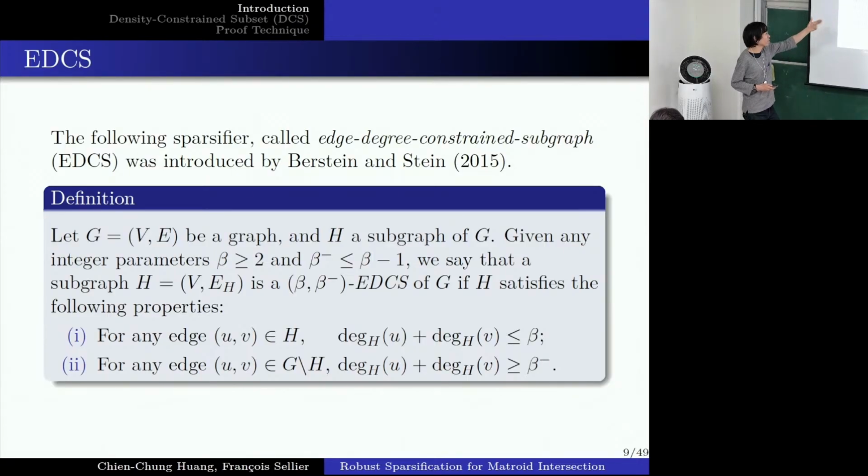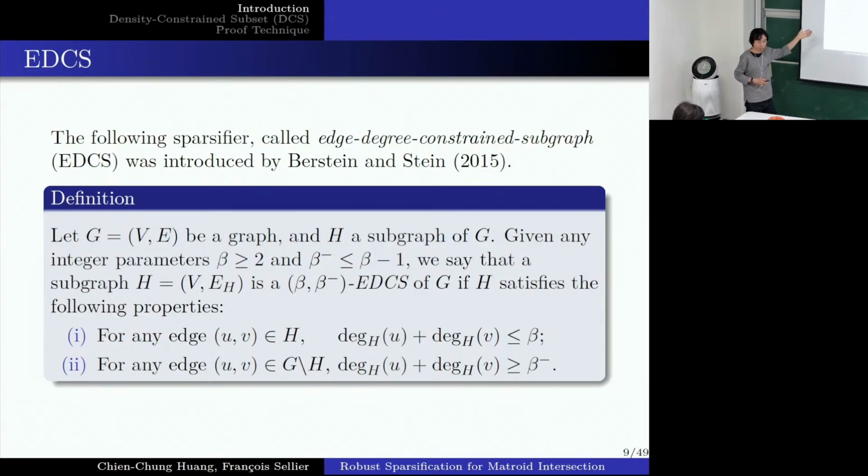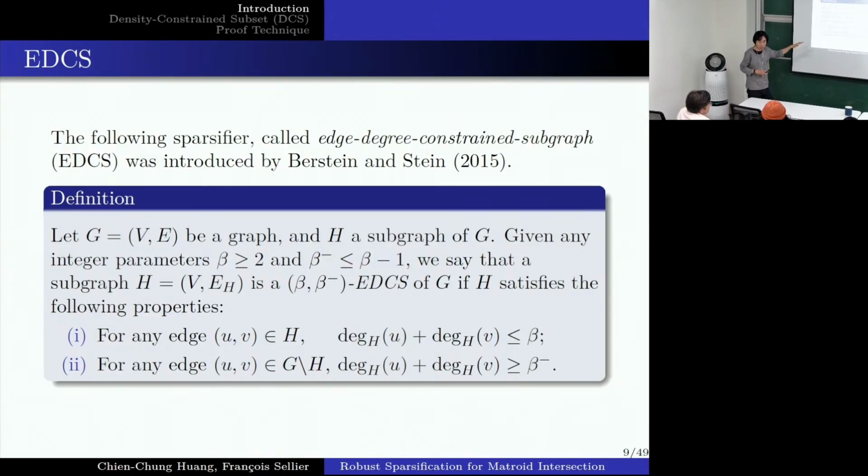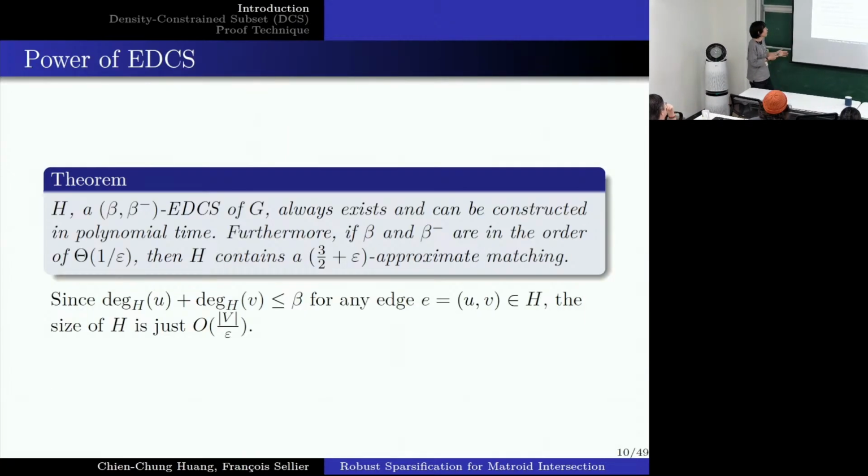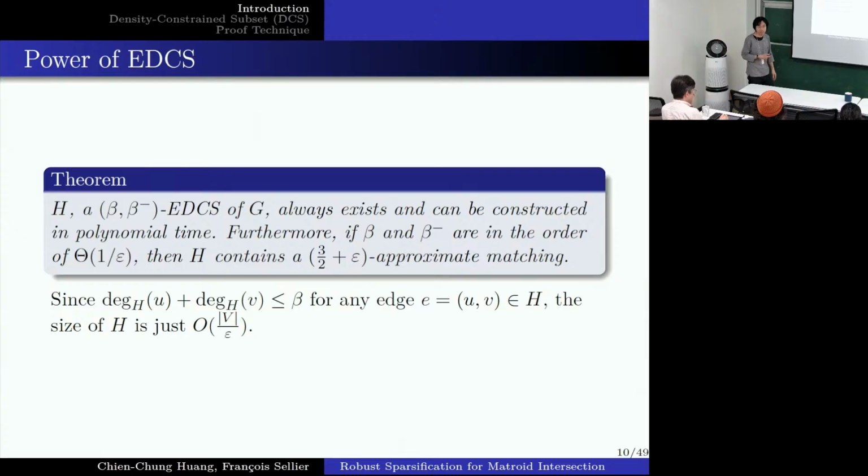Because my beta and beta minus are chosen to be of the order of 1 over epsilon, it always exists. That's a good question. I claim there's such a nice sparsifier, but if it doesn't exist, that doesn't mean anything. So the answer is yes, there is always such a sparsifier. You can find it in polynomial time, and it gives you a nice approximation ratio.